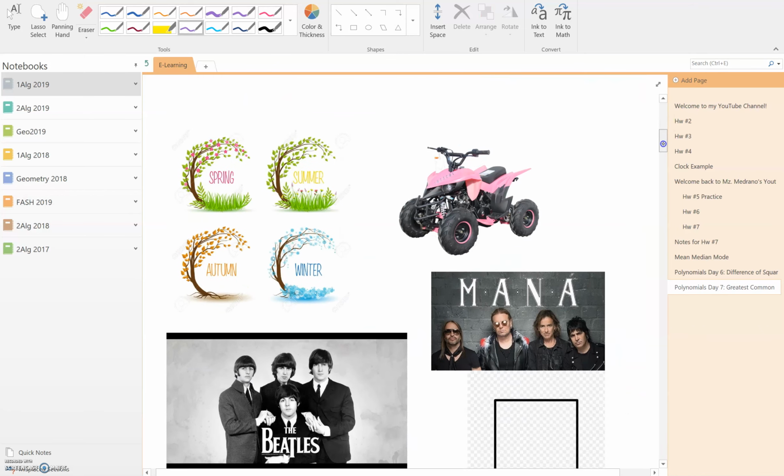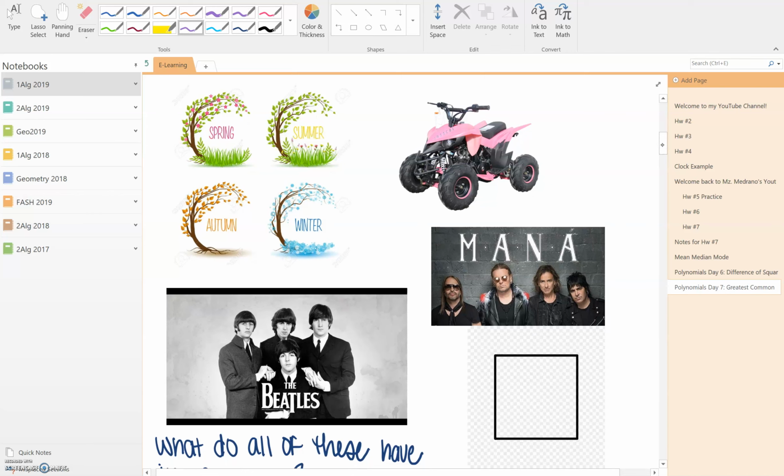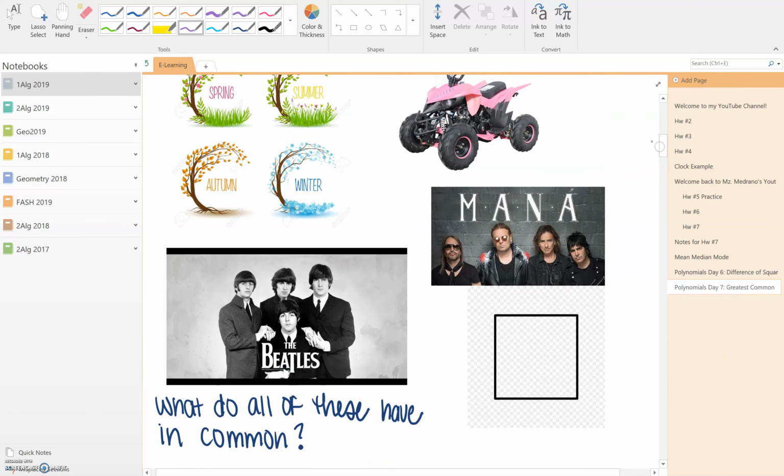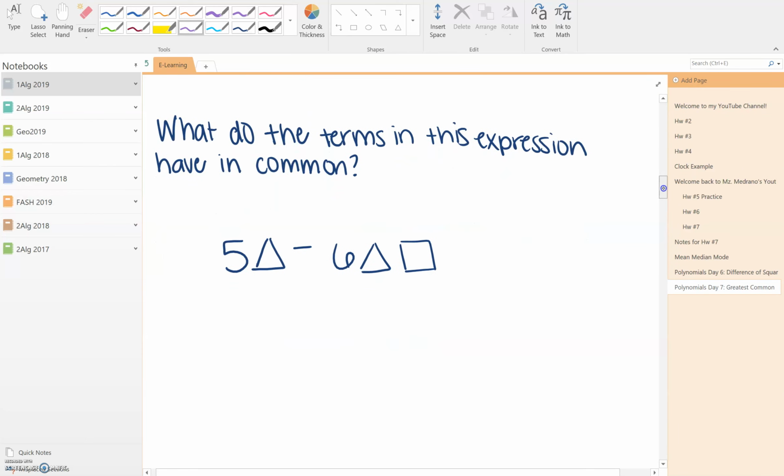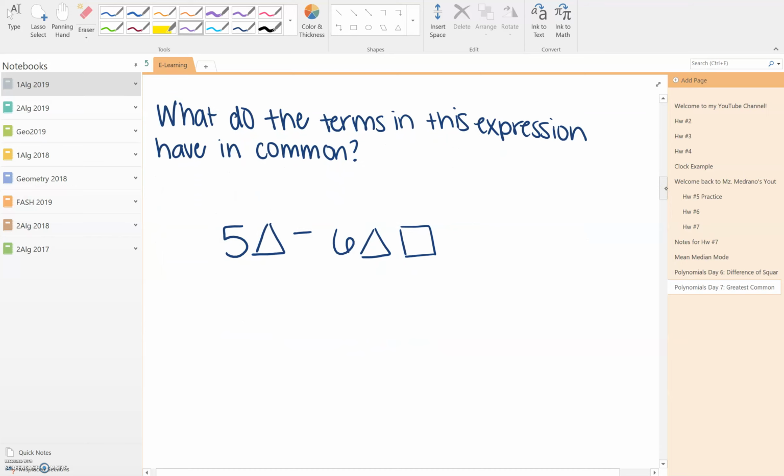Okay, let's try another one. What do all of these things have in common? Okay, you probably said that all of these things have the number 4 in common. And so, just keeping this idea of things that terms or pictures or just items have in common is going to be helpful for our lesson today. So let's go ahead and keep that question.